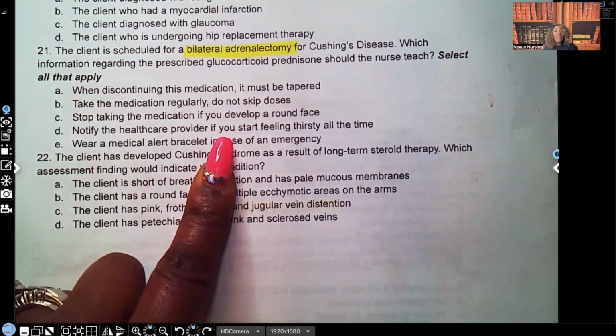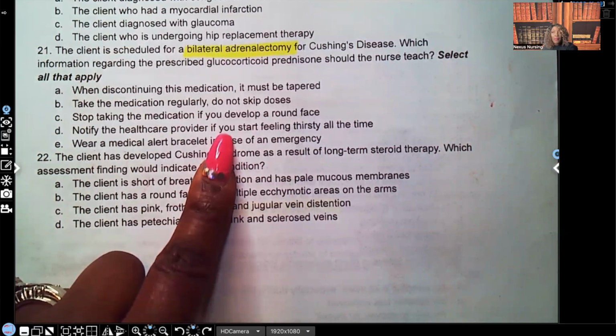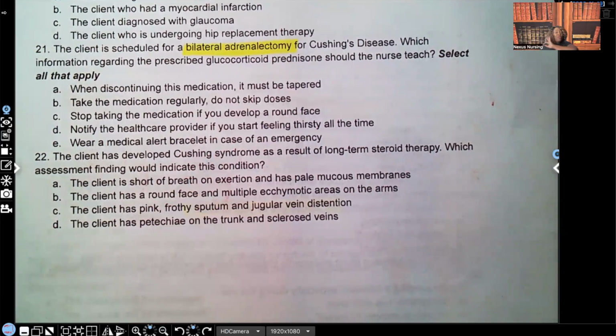right? So yes, a healthcare provider absolutely needs to be notified. You're not going to stop taking your medication, but they do need to be notified so that other adjustments can be made. Let me tell you something, guys. When it comes to steroids, I don't care what type of steroid we're talking about, they can cause 4 things.